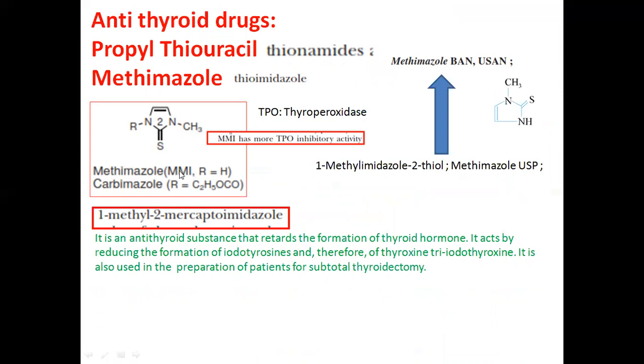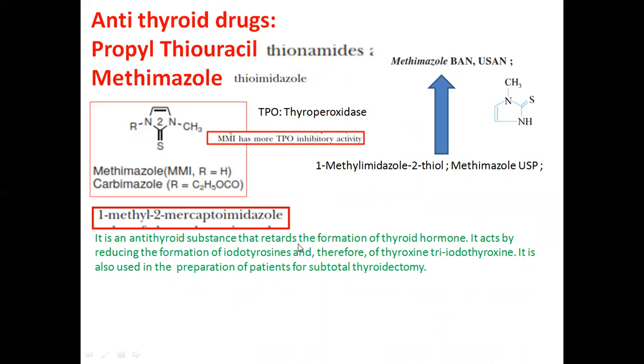Methimazole is given as MMI. It is 1-methyl 2-mercapto imidazole, and in carbimazole R is ethyl carboxylate. 1-methyl imidazole 2-thiol. This is methimazole and this is carbimazole.